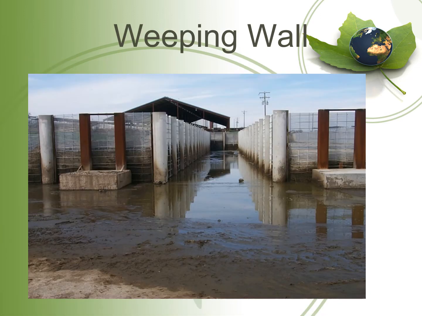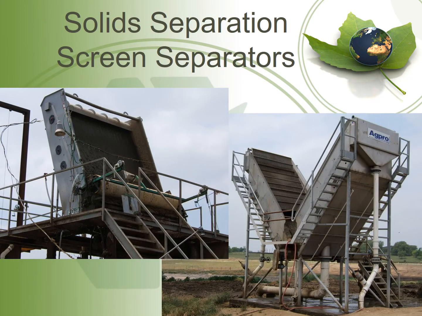And then we have weeping walls, not to this extent. We have weeping walls that will weep out the liquid from the dry manure, and it will flow down into the lagoon. These are big weeping walls that I've seen on farms before, and it'll kind of leach out all of the urine, manure, water, things like that to go down into a lagoon.